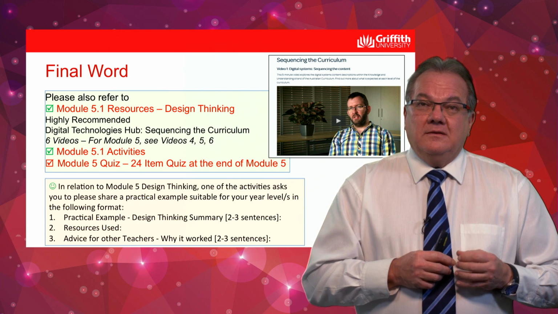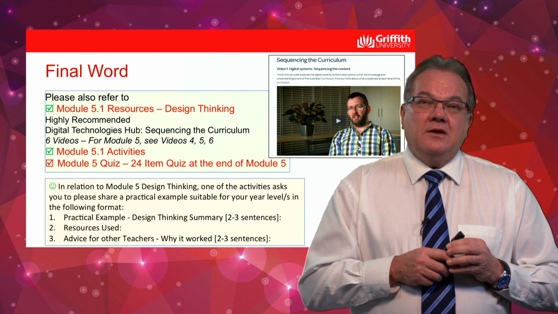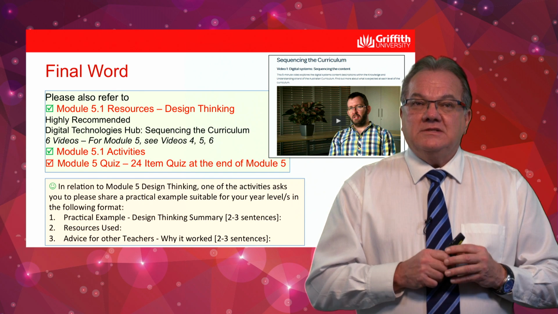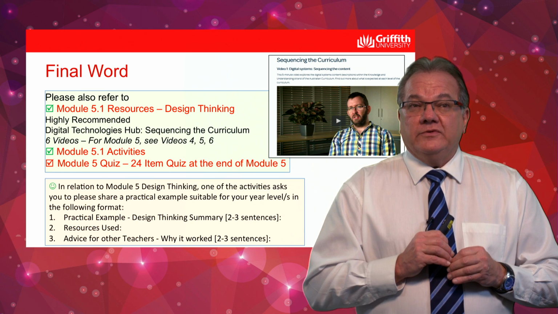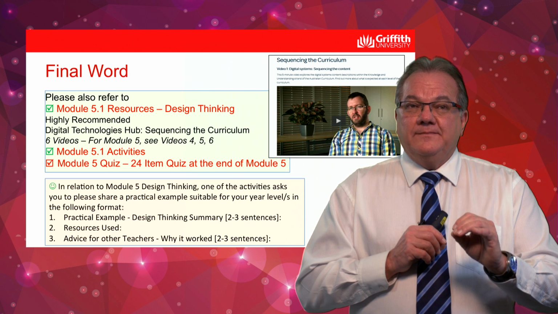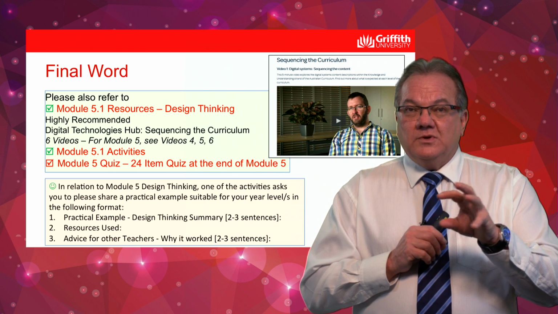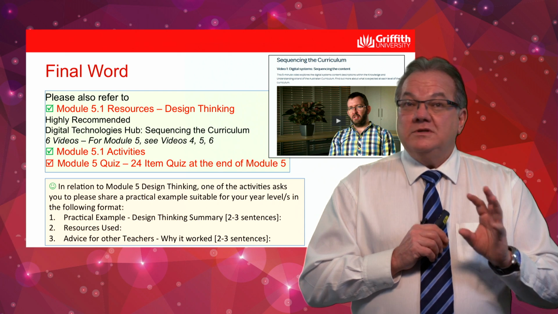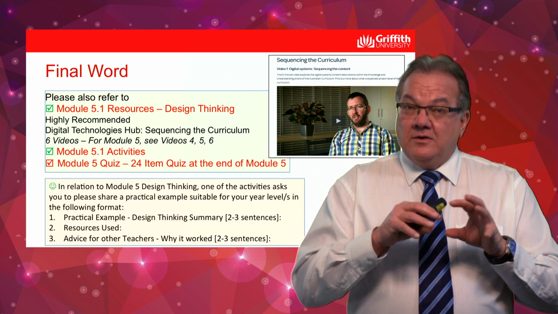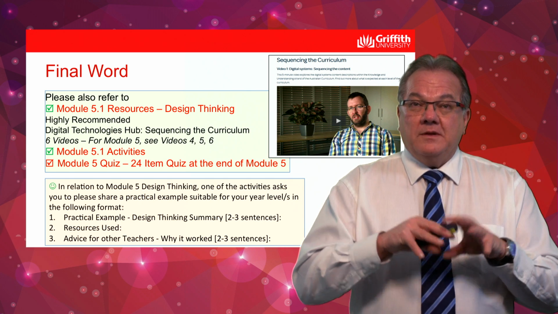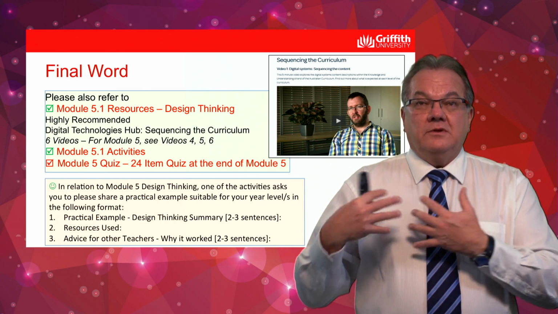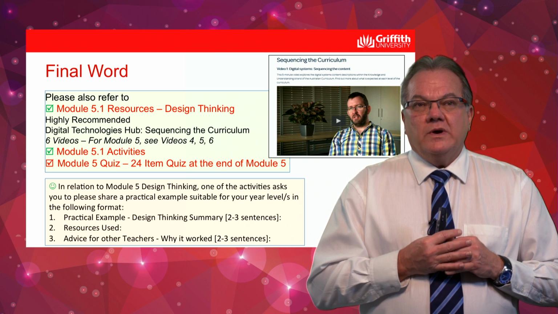So I'd ask you, in one of the activities you'll see, and you can start thinking about this early, that you'll be asked to share a practical example suitable for your year level or year levels in the following format. So it's very brief, just a practical example, a design thinking summary in two or three sentences. That might be your design brief that you want to share. Outline some resources that you've used and or you'd recommend, and remember that can be robotics, it can be software program, it can be the digital or the unplugged, and it can be human resources as well.